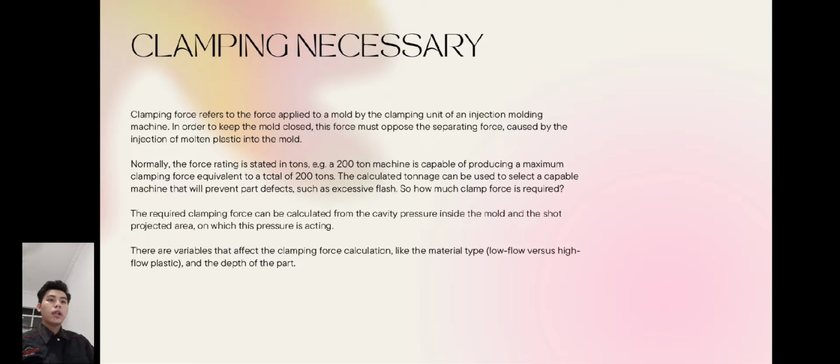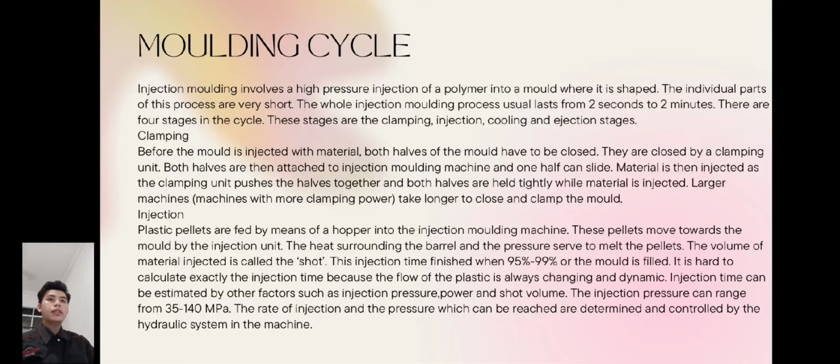The calculated tonnage can be used to select a capable machine to prevent part defects such as excessive flash. So how much clamping force is required? The required clamping force can be calculated from the cavity pressure inside the mold and the projected area on which this pressure is acting. There are variables that affect the clamping force calculation, like the material types, low flow versus high flow plastics, and the depth of the part.